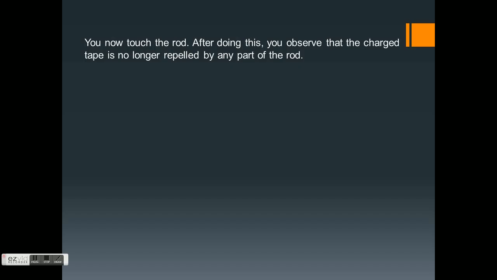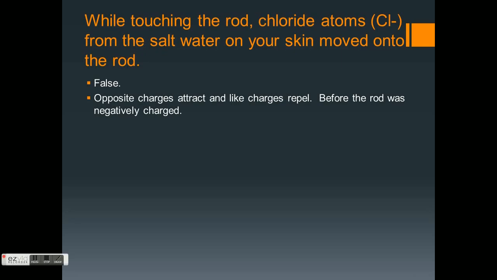So the second part: you now touch the rod. After doing this, you observe that the charged tape is no longer repelled by any part of the rod. The first statement in this: while touching the rod, chloride atoms, Cl negative, from the salt water on your skin move onto the rod.